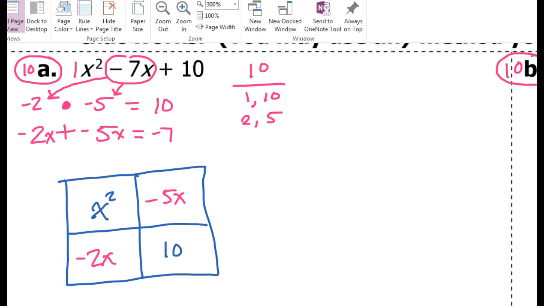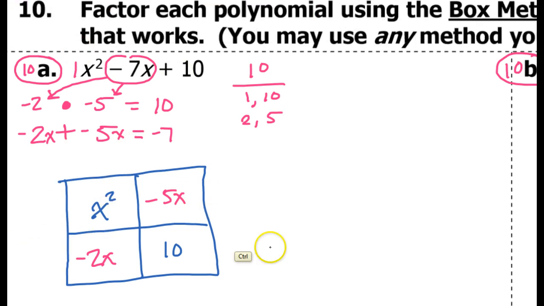Okay, now we do the GCF of every row and every column. The GCF of the top row is x. The GCF of the bottom row is -2. I'm calling it -2 because the first term is negative. The GCF of the first column is x. The GCF of the second column is -5. Again, I'm going with -5 because the first term is negative.